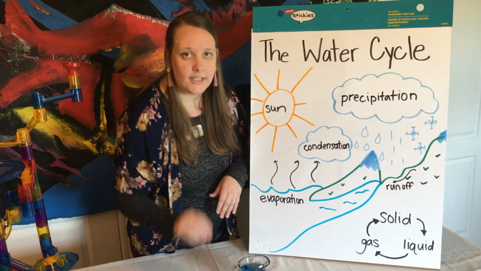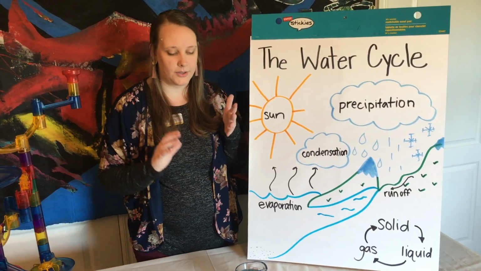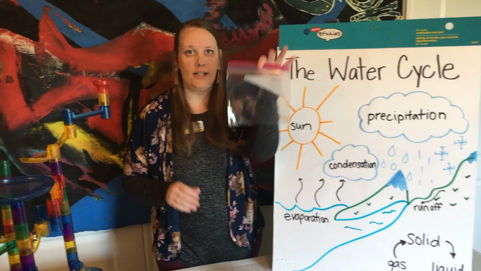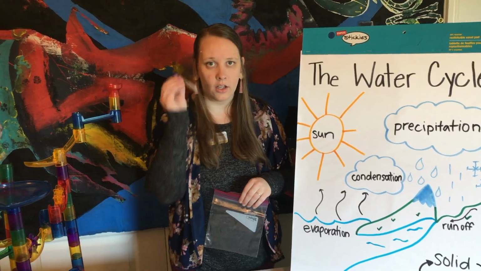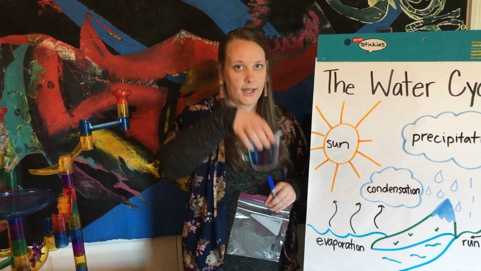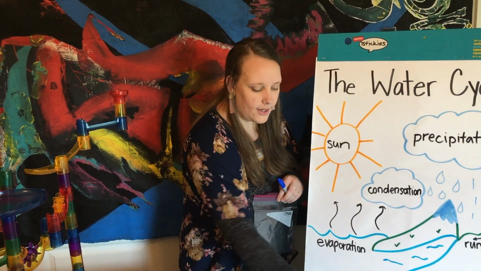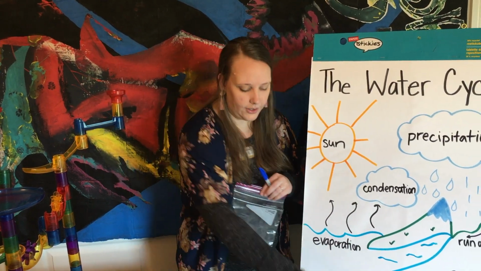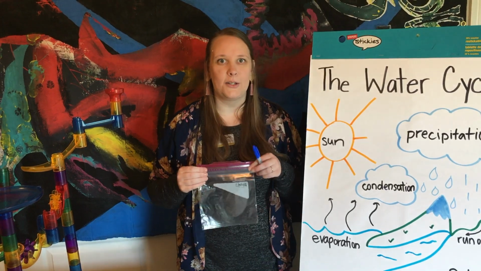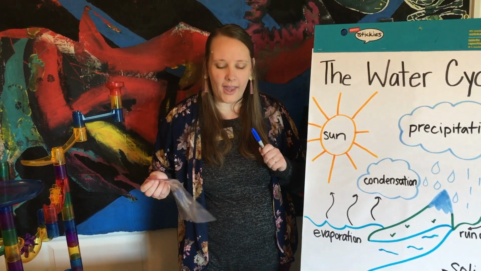So you are going to need a few materials if you want to create this project. All you need is a plastic baggie, a Sharpie, and some water. I put some food coloring in my water, so I just put 1 drop of blue food coloring in there so that it would be easier to see, but if you don't have that, that's okay.